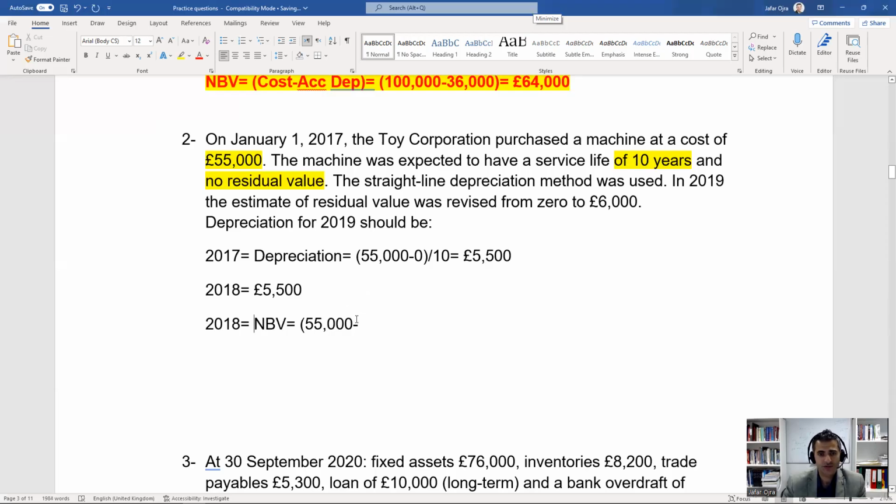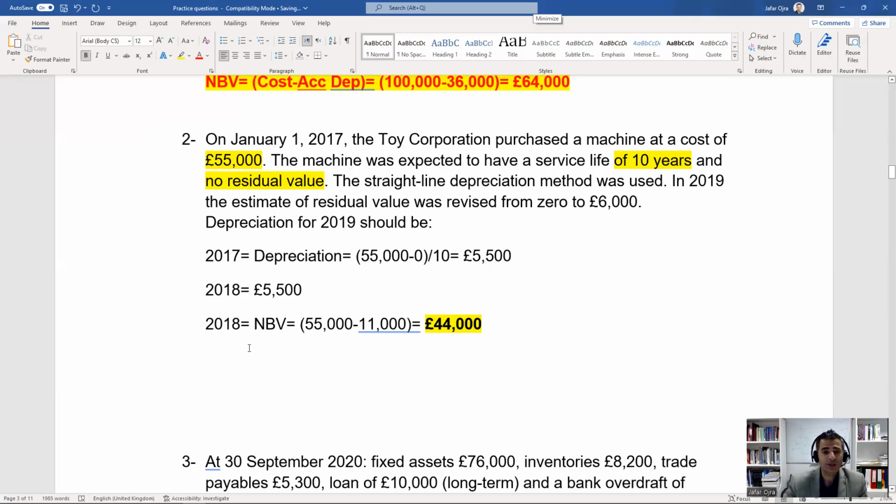Okay. So 55,000 minus what? Minus 5,500. 5,500, that makes 11,000. So, right, here we go. So 55 minus 11, that makes how much, guys? That makes £44,000. So that is the net book value. This is the new net book value which we need to use, because in 2019, it's being revised, some data has been changed, and we need to find a new figure.